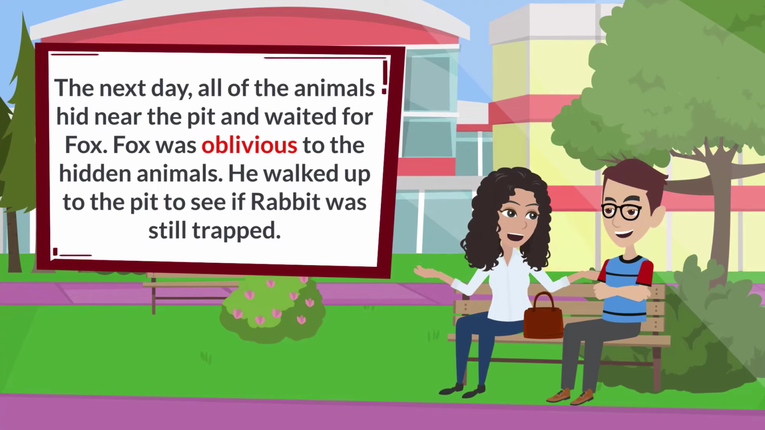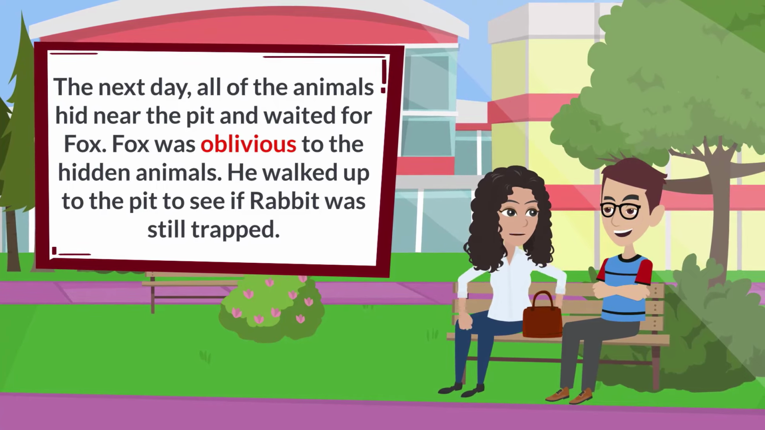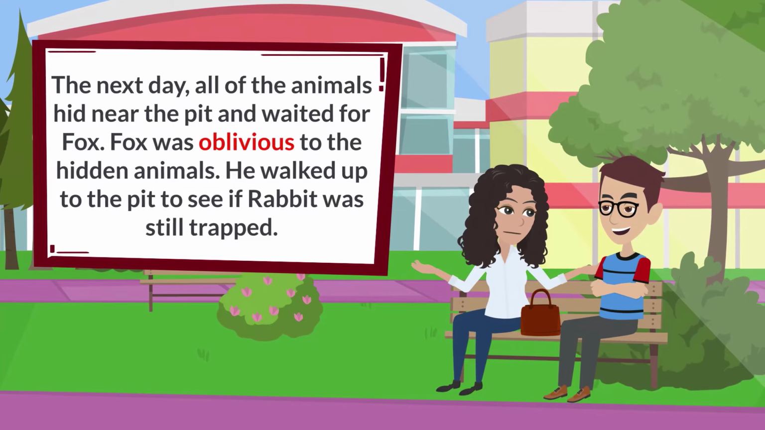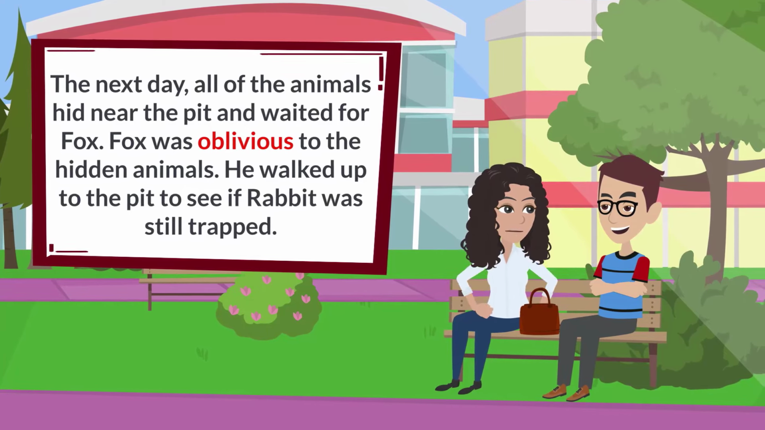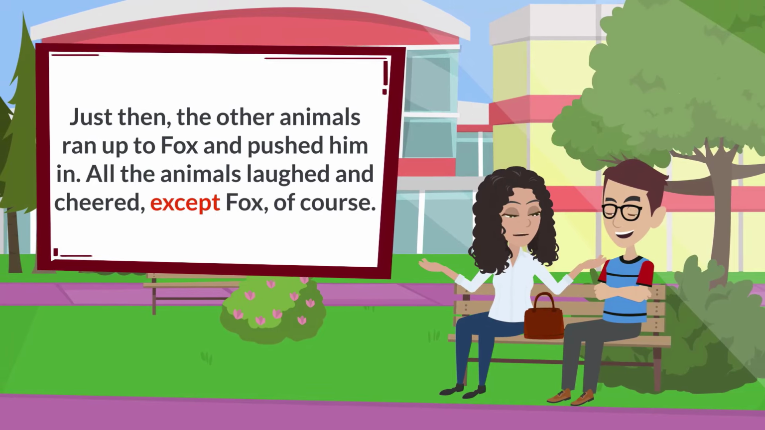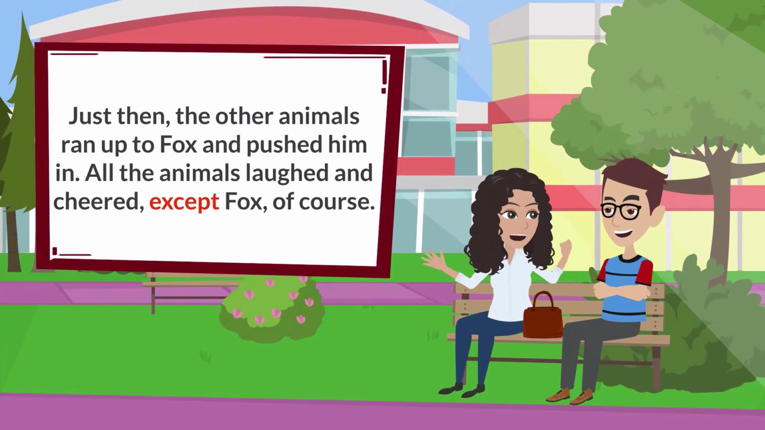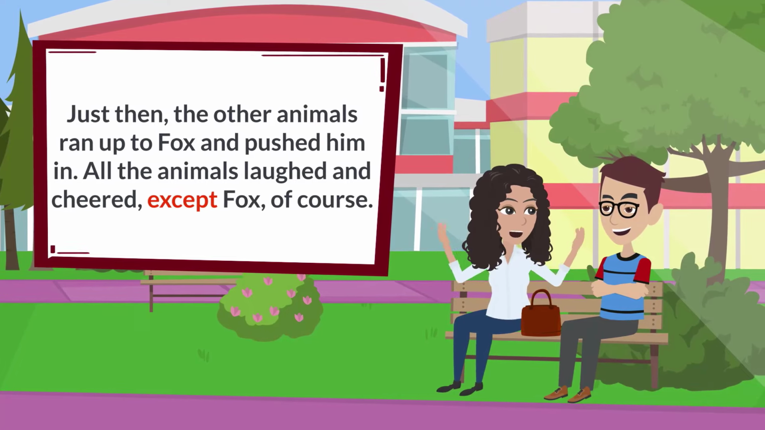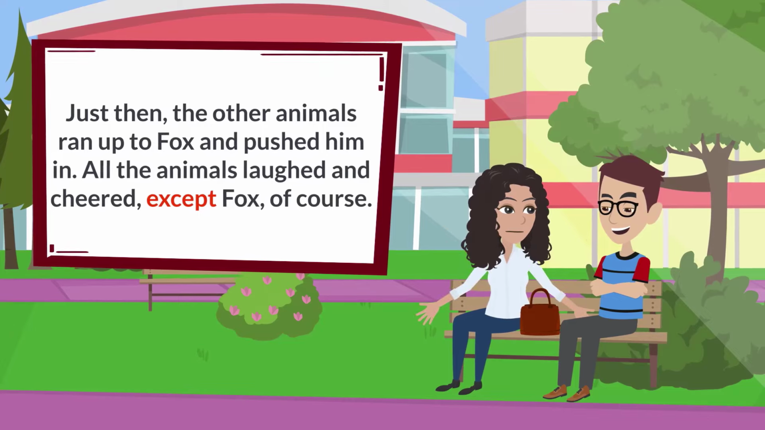The next day, all of the animals hid near the pit and waited for Fox. Fox was oblivious to the hidden animals. He walked up to the pit to see if Rabbit was still trapped. Just then, the other animals ran up to Fox and pushed him in. All the animals laughed and cheered, except Fox, of course.